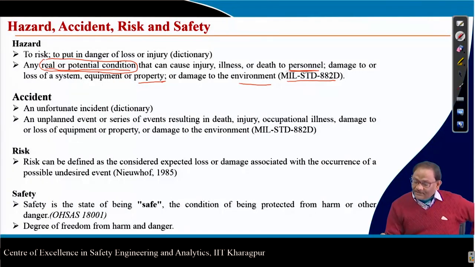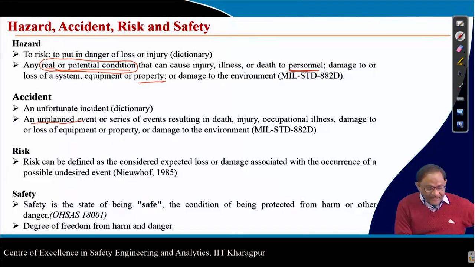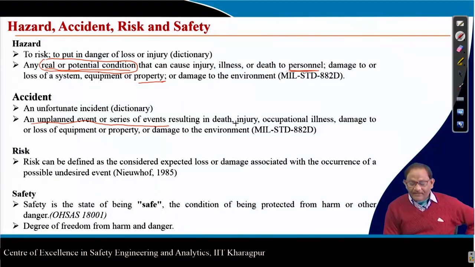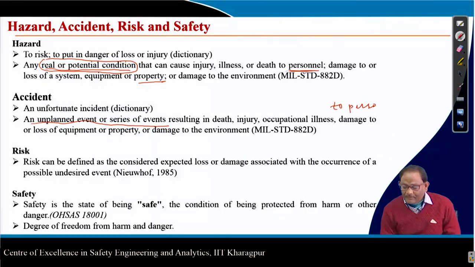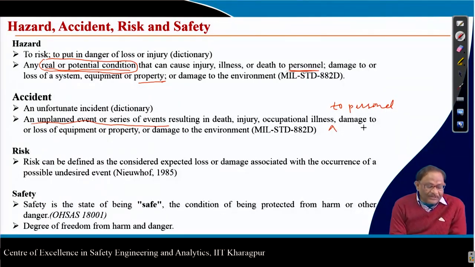Then what is an accident? If you go by definition, an accident is an unplanned event or series of events resulting in death, injury and occupational illness to personnel, and damage to or loss of equipment and property, and damage to the environment.